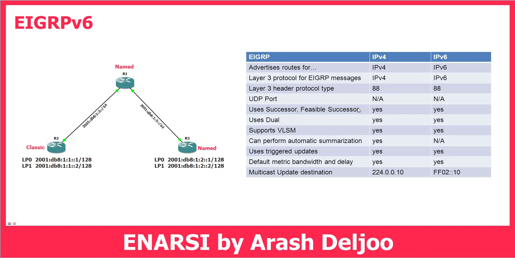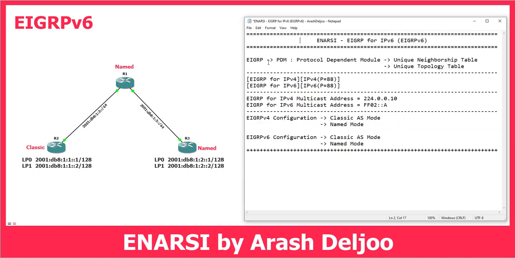EIGRP has one version, EIGRP, okay? But when you are using EIGRP for routing of IPv4, we call it EIGRP for IPv4 or EIGRPv4. And when you are using EIGRP for routing of IPv6, we call it EIGRP for IPv6 or EIGRPv6.